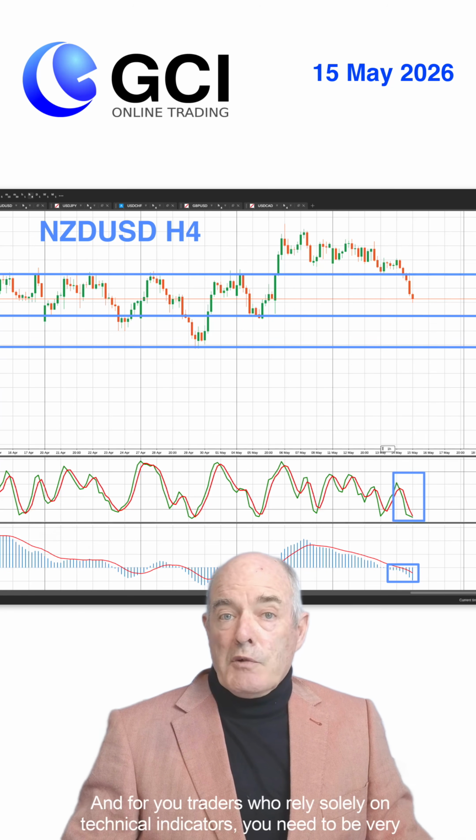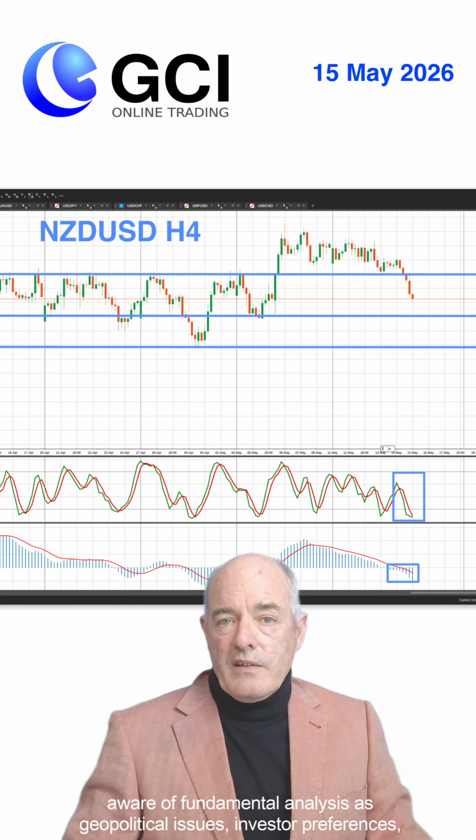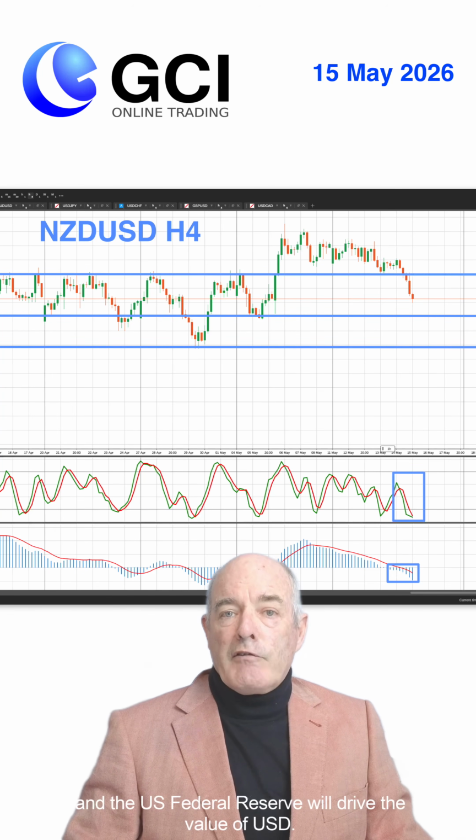And for you traders who rely solely on technical indicators, you need to be very aware of fundamental analysis, as geopolitical issues, investor preferences, and the US Federal Reserve will drive the value of the US dollar.